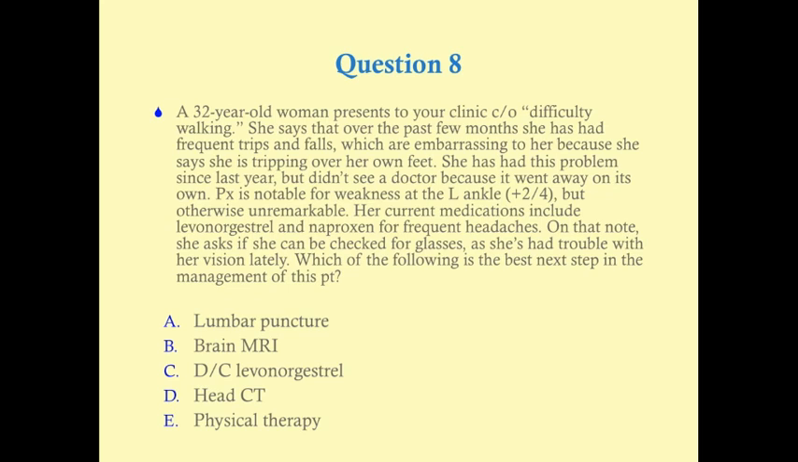Okay, question 8. A 32-year-old woman presents to your clinic complaining of difficulty walking. She says that over the past few months, she's had frequent trips and falls, which are embarrassing to her because she says she's tripping over her own feet. She has had this problem since last year, but didn't see a doctor because it went away on its own. Physical exam is notable for weakness at the left ankle, but is otherwise unremarkable. Her current medications include levonorgestrel and naproxen for frequent headaches. On that note, she asks if she can be checked for glasses as she has had trouble with her vision lately. Which of the following is the best next step in the management of this patient? Is it A, lumbar puncture, B, brain MRI, C, discontinue levonorgestrel, D, head CT, or E, physical therapy?